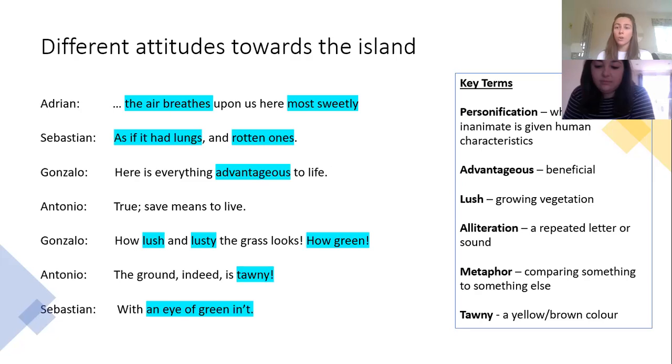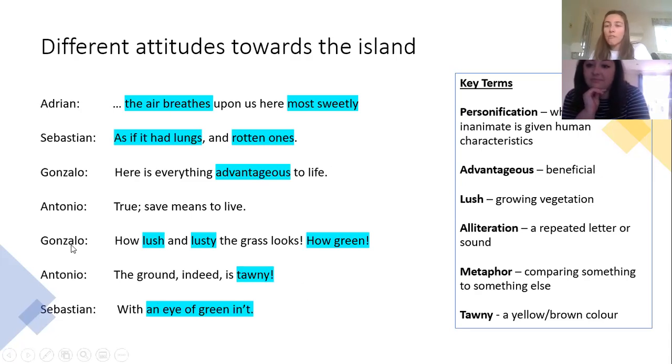And Sebastian echoes and repeats that idea of the colour green. But what I want to think about here is how the ground is given an eye of greenery, so perhaps an eye of jealousy within there that Shakespeare's commenting on about Sebastian himself. He's jealous of the power that's playing out in this scene, and therefore has a very different relationship with the island than Adrian and Gonzalo, who see it in a really positive light.